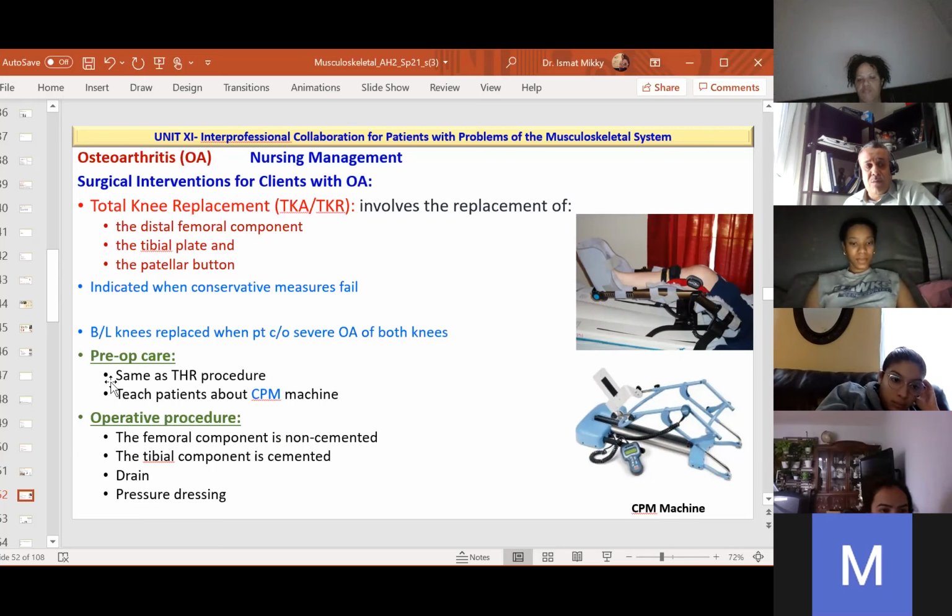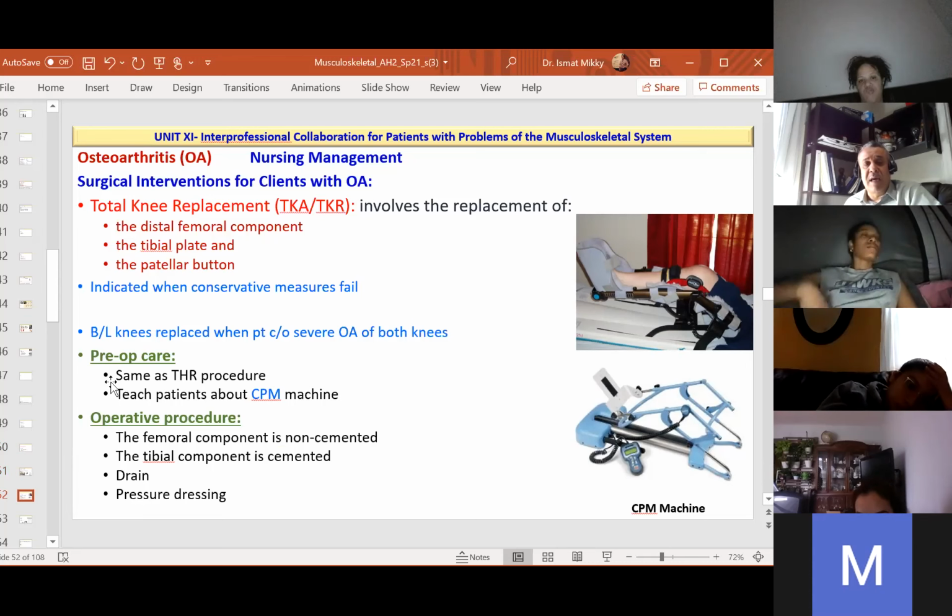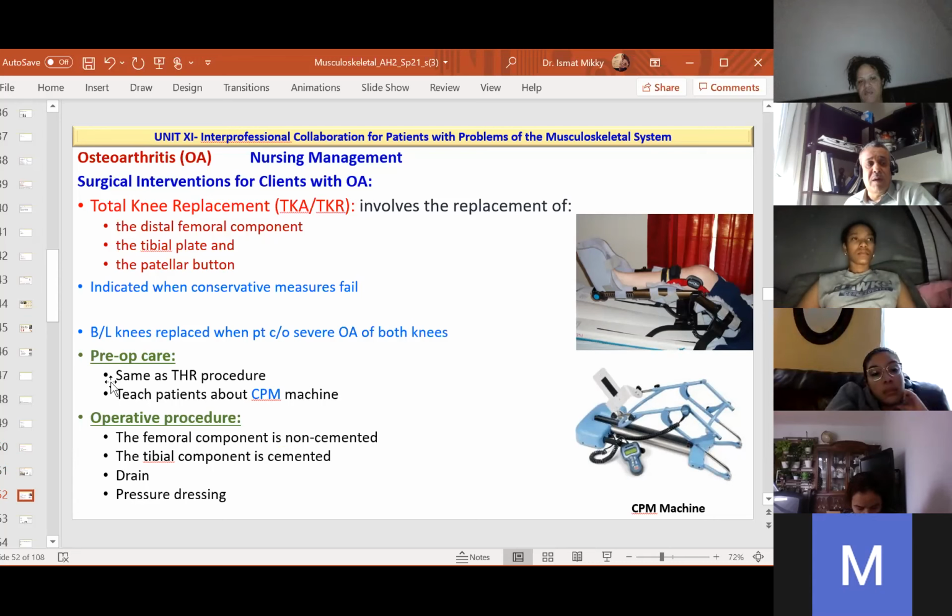Pre-op, we will teach the patient about the use of the CPM machine prior to surgery as an expectation to be present and be used after surgery. Because we will put it on, and the patient will be running it sometimes 15 minutes, 20 minutes, 30 minutes, frequent times during the day. So this should be taught before the surgery as part of the teaching about the use of the continuous passive motion machine, the CPM machine.